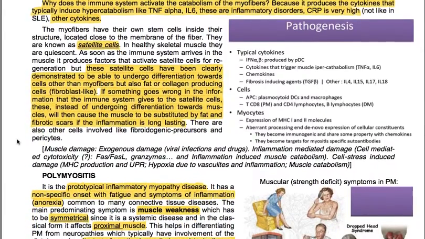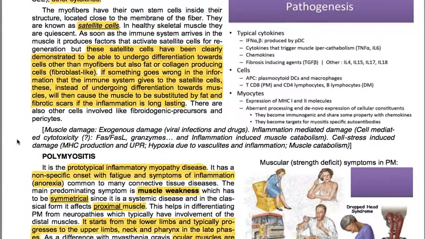The myofibers have their own stem cells inside their structure, located close to the membrane of the fiber. They are known as satellite cells. In healthy skeletal muscle, they are quiescent. As soon as the immune system arrives in the muscle, it produces factors that activate satellite cells for regeneration, but these satellite cells have been clearly demonstrated to be able to undergo differentiation towards cells other than myofibers, but also fat or collagen producing cells, fibroblast like.